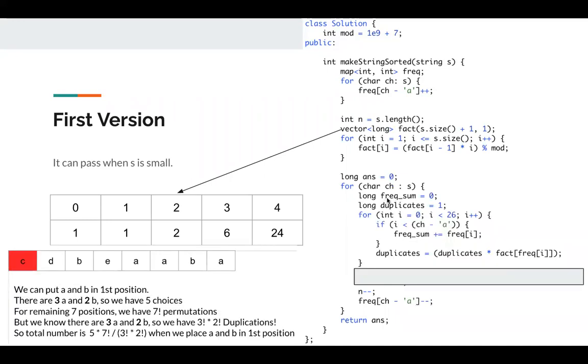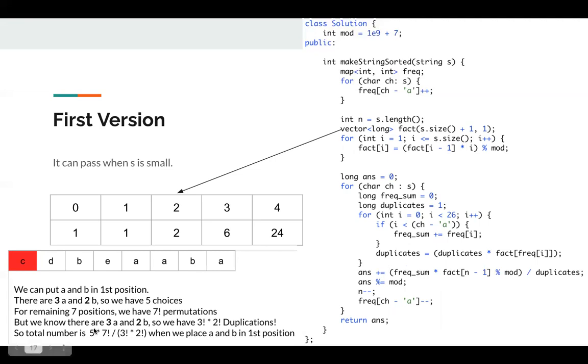Okay, what is frequency sum here? For this example, frequency sum is 5 since we have 3 A's and 2 B's. And what is duplicates? The duplicates is factorial of 3 multiplied by factorial of 2. So in this for loop, we just build the frequency sum and duplicates here. At last, we just do this formula. Frequency sum is 5. Factorial of n minus 1 is this one, factorial of 7, and mod. And we divide by this duplicates.